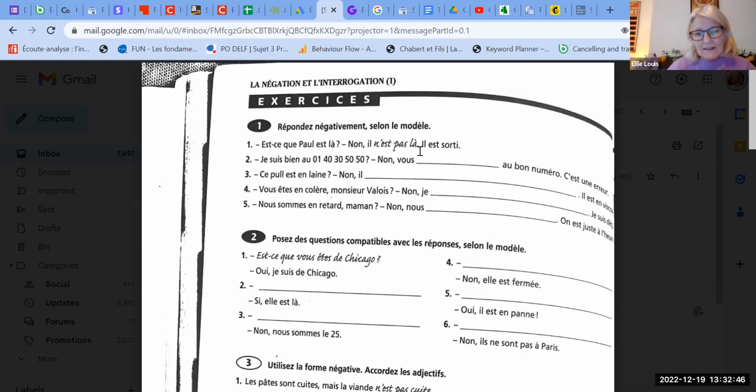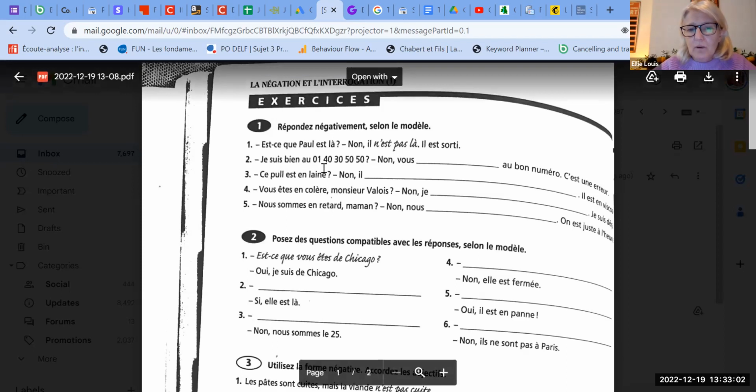But you know that if you were writing them, you would have the ne and the pas, because they are the two parts of the sandwich. So you need to know that they're part of the same grammar point, but also to know that when you're speaking, you just drop that ne. So that makes the pas important.